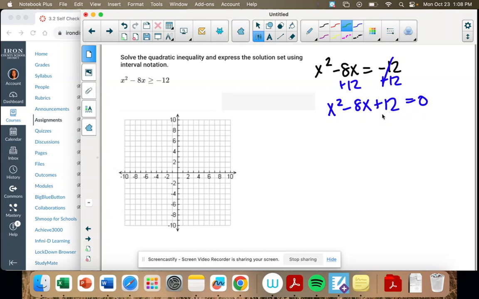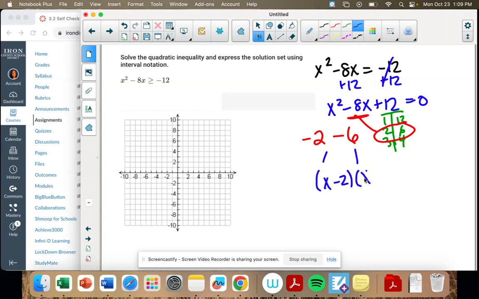I'm going to factor by taking numbers that multiply to 12 and add to 8. So because that's a negative 8, my factors are going to be negative 2 and negative 6. That's how we get the negative 8. So x minus 2, x minus 6, and then equals 0. And set each factor equal to 0 and then solve.